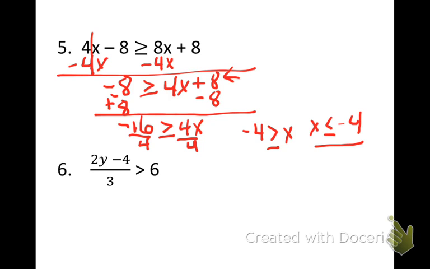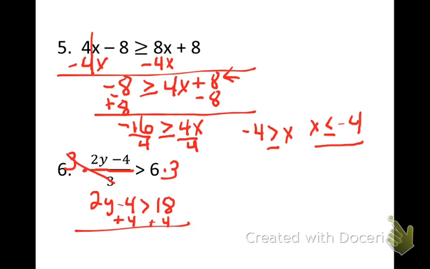In this problem, we can't really get rid of the 4 first because it's also being divided right here. So we want to undo that first, so I'm going to multiply both sides by 3. These cancel, leaving 2y minus 4 is greater than 18. And a pretty basic problem. Add 4 to each side. 2y is greater than 22. Divide by 2. Y is greater than 11.